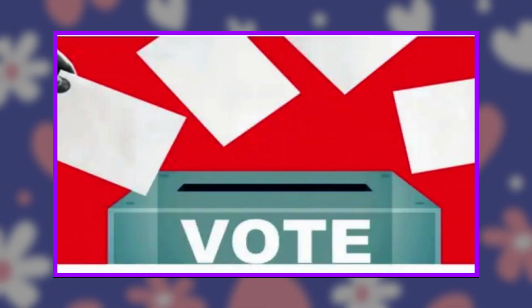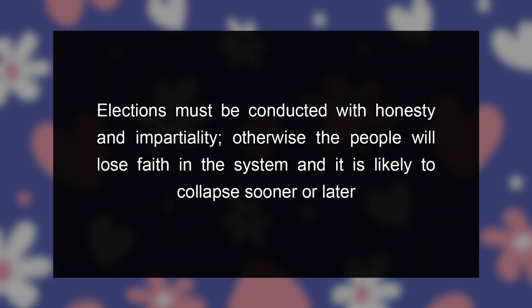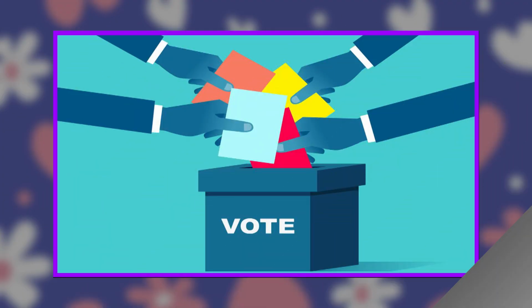Elections constitute an important part of the democratic political process. They must be conducted with honesty and impartiality. Otherwise, the people will lose faith in the system and it's likely to collapse sooner or later. Insofar as the bureaucracy conducts elections honestly and efficiently, it helps to maintain and develop the political system. For it is through elections that new parties and leaders come to power and implement programs of social change desired by the people.